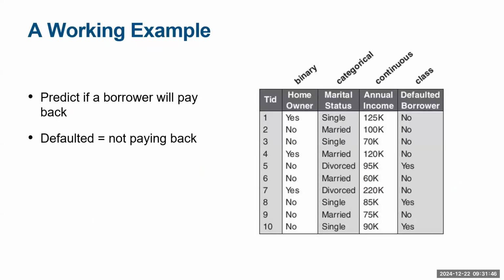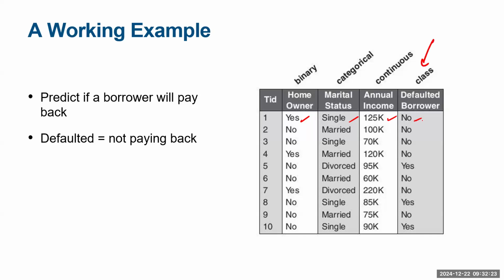Okay, let's work on the algorithm with an example. I want to predict if a borrower will pay back the money. Basically, I give out a loan, and then my client borrows money from me, and I keep track of the data. For example, does he have a home? Are they single? How much money do they make yearly? And this would be the class that I want to predict.